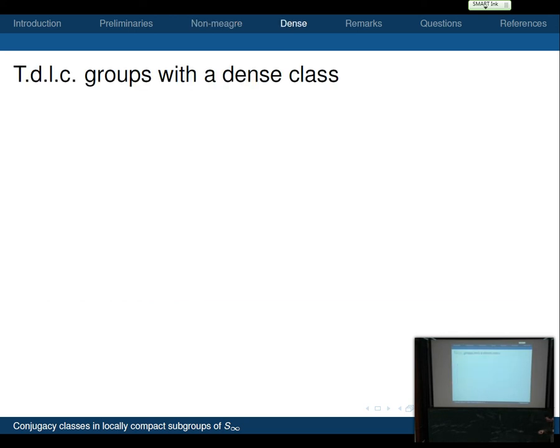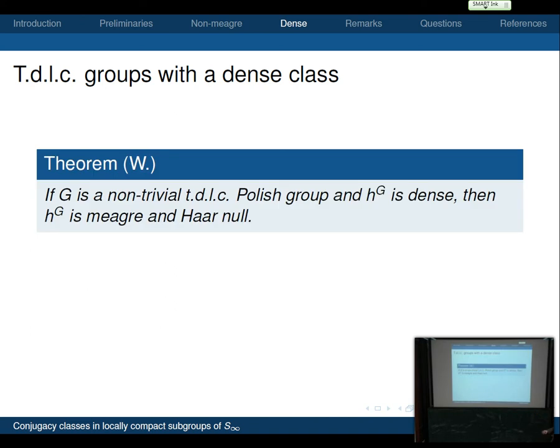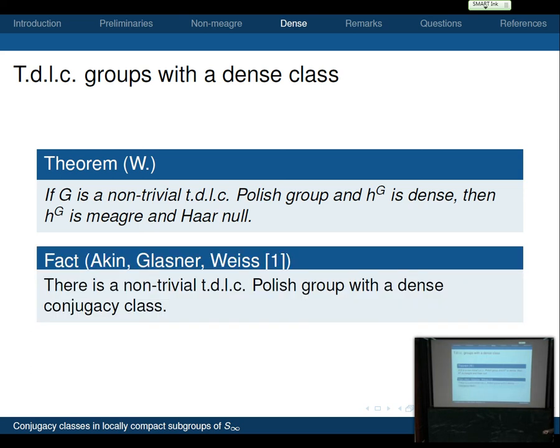Okay, so now we're ready to think about groups with a dense class. So the theorem we prove here is if G is a non-trivial T.d.l.c. Polish group and you have some dense conjugacy class, then that class is both meager and null. And you might say, well, do we actually have such things? And it turns out we do. By a clever example due to Aiken, Glasser, and Weiss, there's a non-trivial T.d.l.c. Polish group with a dense conjugacy class.